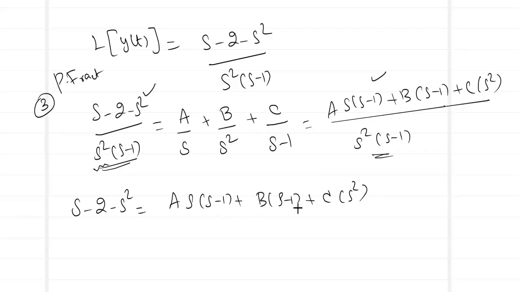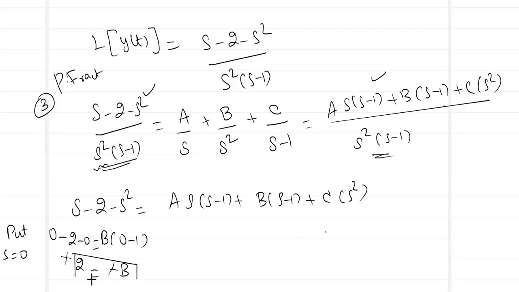Now the objective is to find the values of A, B and C. Now how to get these values? Just substitute the values of the factors. So in the first case, let me put the factor which is s. When I put s equal to 0 on both sides, I have 0 minus 2 minus 0 on the left. On the right, the A term will vanish and the C term will vanish. I will have B into 0 minus 1. So I have minus 2 equal to minus B. Hence B is equal to 2. I have got the value for my B.